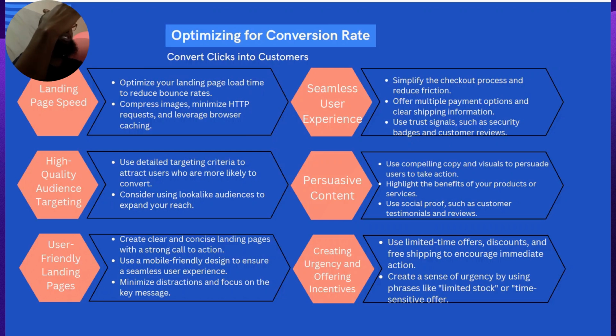And also, the next thing you want to do is to make sure that your content is very persuasive. You need to use compelling copy and visuals to persuade users to take action, and also highlight the benefits of your products and services by using social proof, introducing some level of psychological hooks like testimonials and reviews. It helps you to build trust.